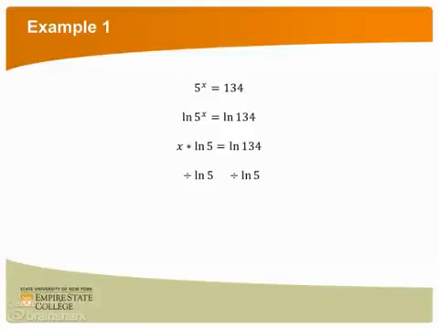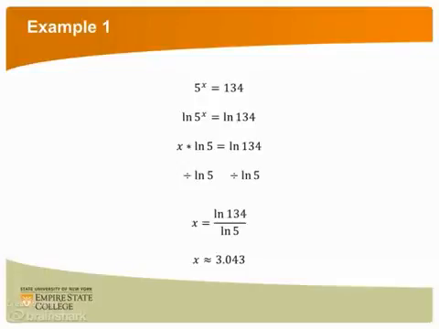To solve for x, we would divide both sides by the natural logarithm of 5. The exact answer would be x equals the natural logarithm of 134 divided by the natural logarithm of 5. Using a scientific calculator, we find that this amount is 3.043 when rounded to 3 decimal places.